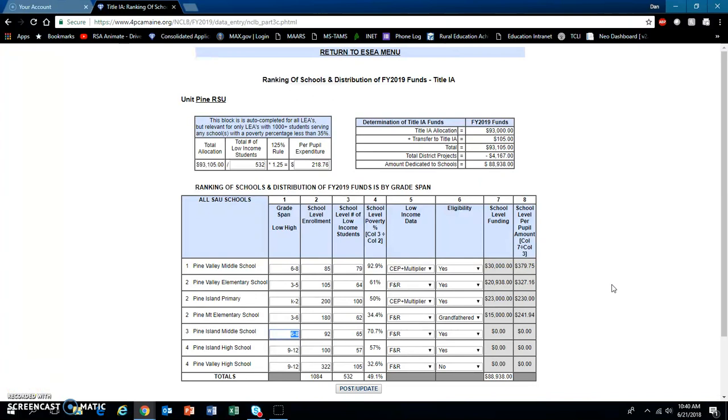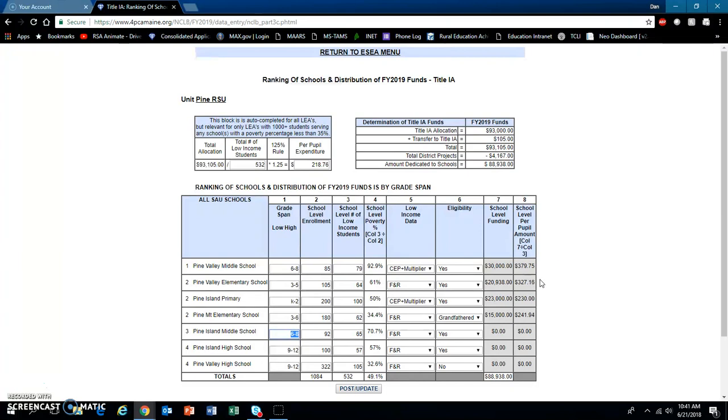And then visit to make sure that our distribution rules have been met. So our highest poverty school in the priority grade span, because of the 75% rule, is at $379. Highest poverty school, highest per pupil amount, we're good. Our next span is our K-5 schools, and the highest poverty one at 61%, Pine Valley Elementary, is at $327.